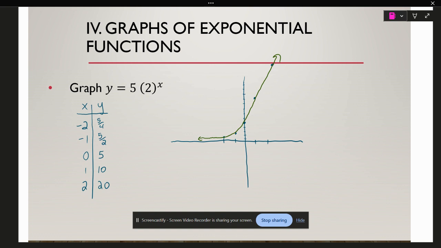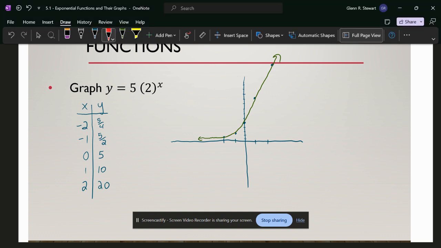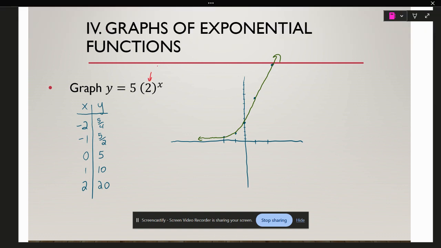Couple things that I want you to note before we move on to the next one. First off, this B value, when it's greater than 1, it's a growth. Growth always looks like this, where they start down and then they'll go up exponentially.